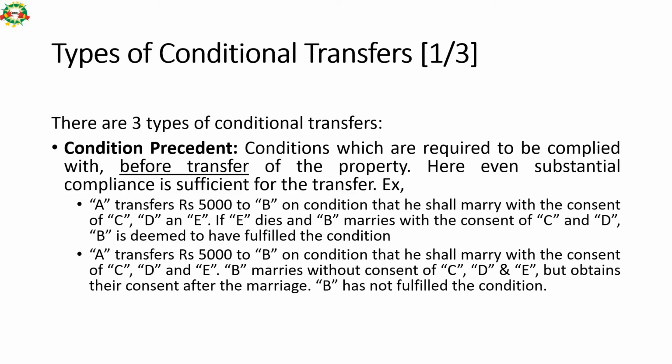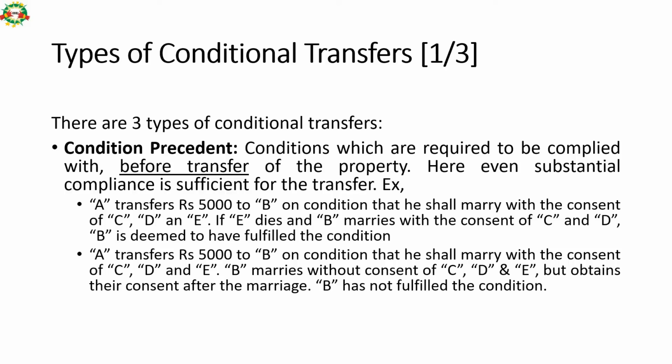And if you will do that thing, I will give 5,000 rupees. But in case by the time you plan to marry, Mr. E died, he is no more, then even if you take permission from C and D, that condition is deemed to be fulfilled. A transfers 5,000 rupees to B on a condition that he shall marry with the consent of C, D and E. B marries without consent of C, D and E, but obtains their consent after the marriage. Then B has not fulfilled the condition.